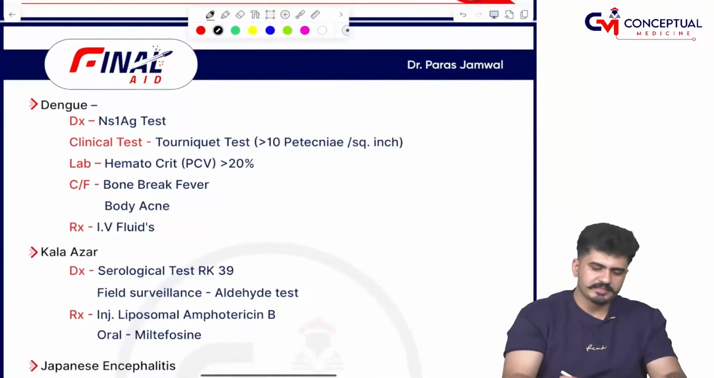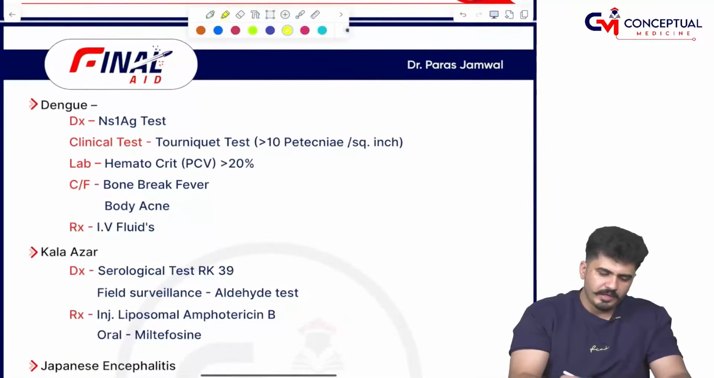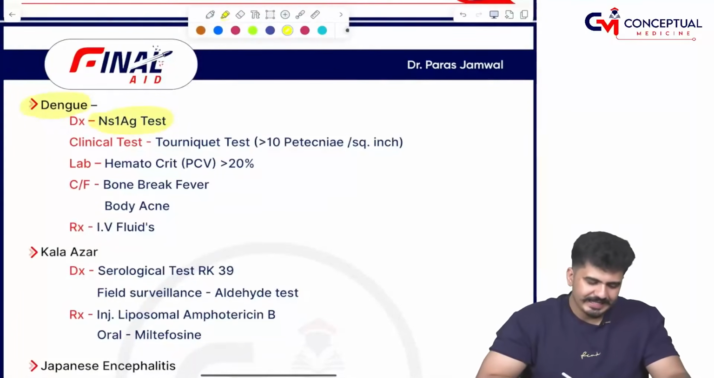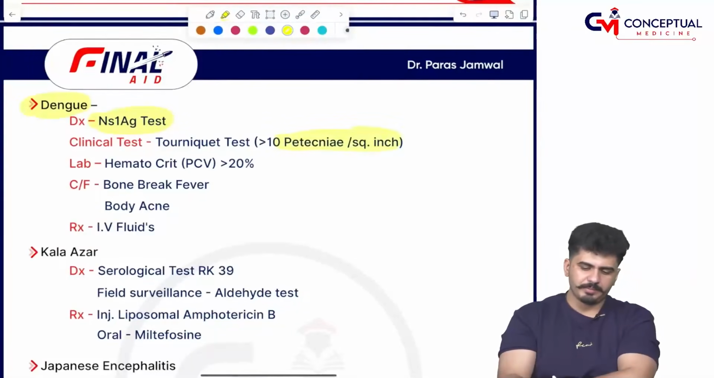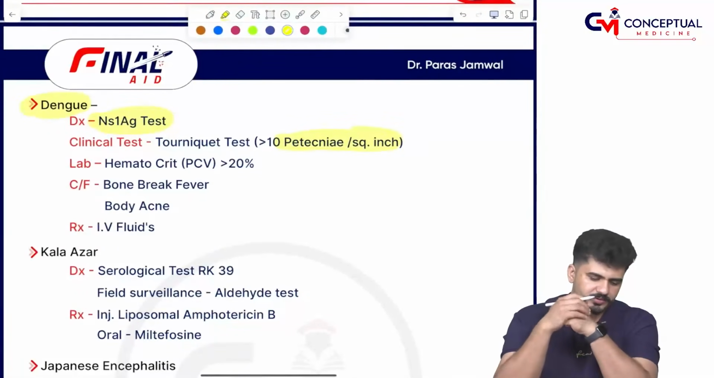These are some important tests you have to remember for your exam. Now coming on to the number one is dengue. The test is NS1 antigen test. Clinically also we can check. We will put a tourniquet. If more than 10 petechiae per square inch is there, then the dengue positive.